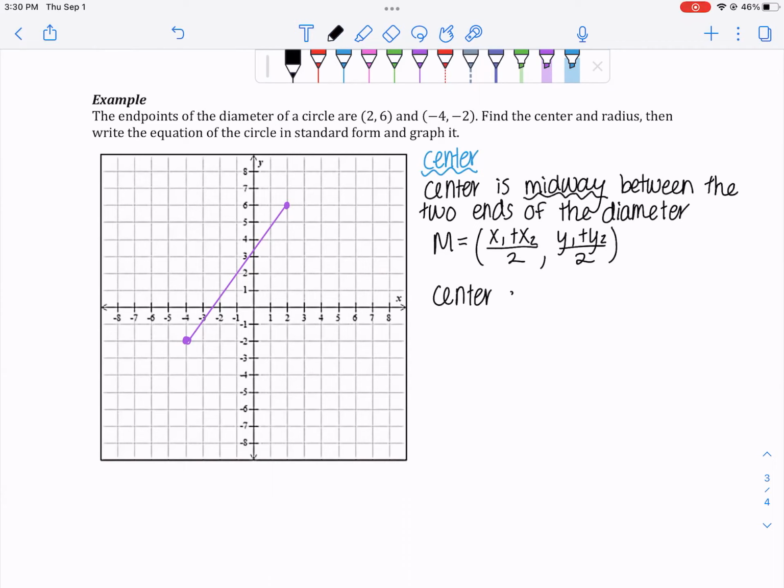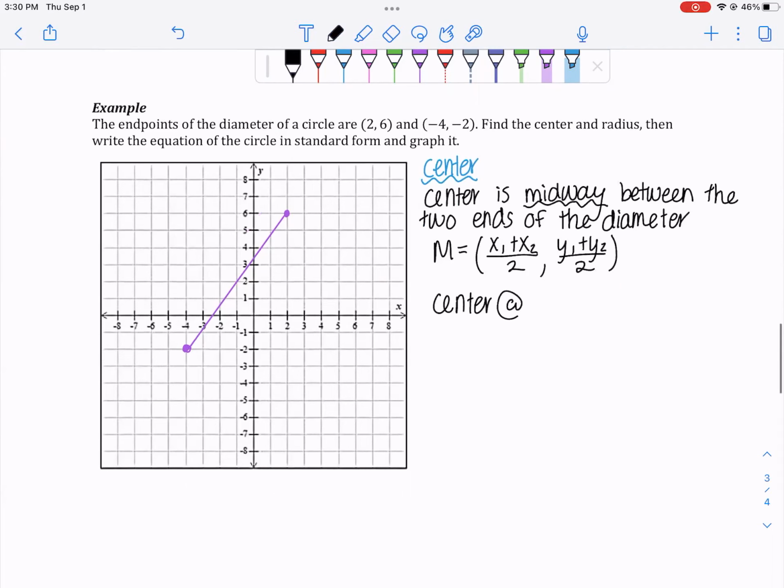So the center is at, and we can label these guys up here. This can be x1, that could be y1, x2, y2, and it doesn't matter which order you do them in. Okay, so we have 2 plus -4, x1 plus x2 divided by 2. We have y1, 6 plus y2, -2 divided by 2.